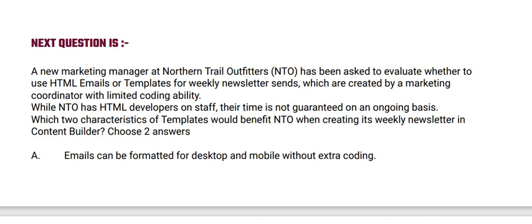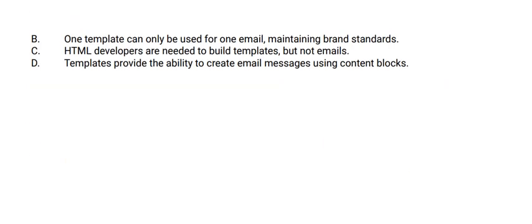Choose two options, and the options are: Option A, emails can be formatted for desktop and mobile without extra coding. Option B, one template can only be used for one email, maintaining brand standards. Option C, HTML developers are needed to build templates but not emails. And option D, templates provide the ability to create email messages using content blocks. The correct option is option A and D.